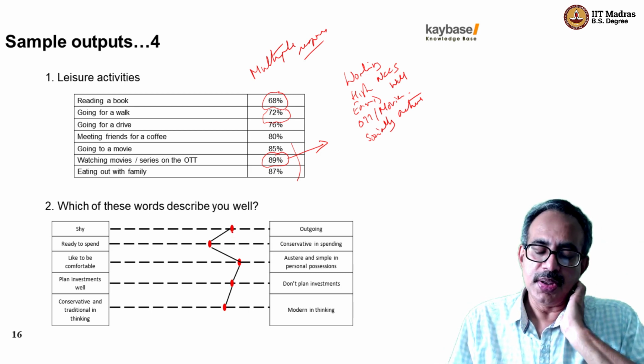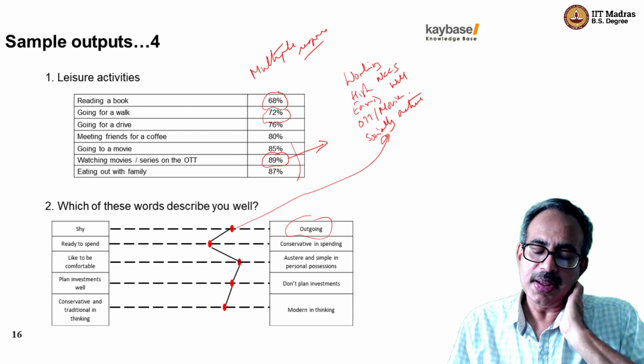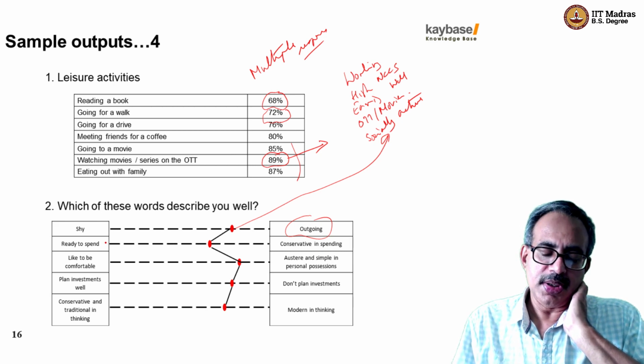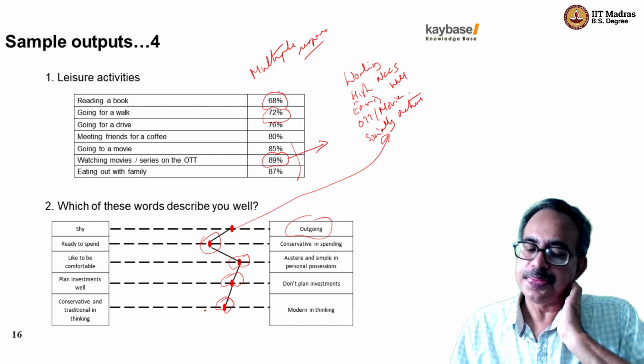And now we come to this. Are they outgoing? Well, they're outgoing. See, it is a nice correlation. Eat out with family and they're outgoing, socially active. Okay? Are they conservative in spending? No, they're ready to spend more. No, actually they're conservative in spending. They're very simple in their personal life. They don't plan investments. And they're more modern in their thinking.